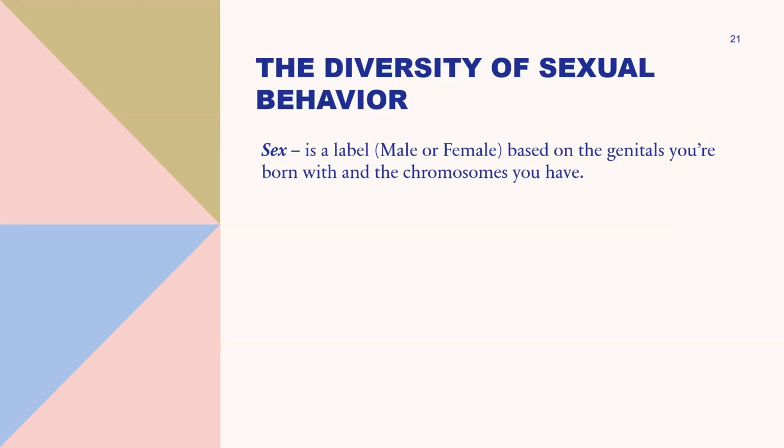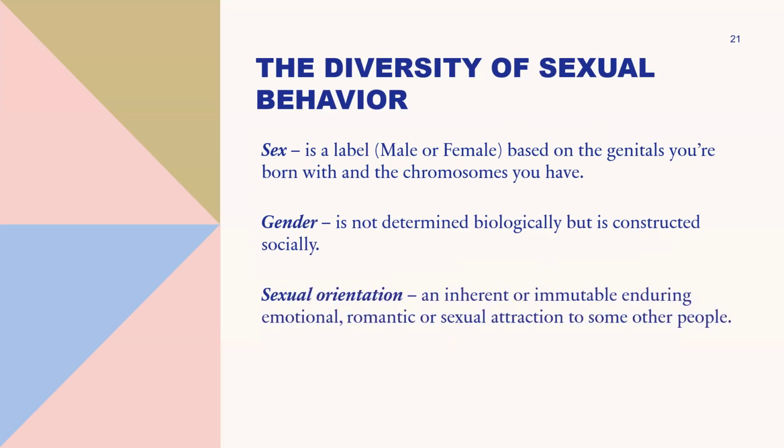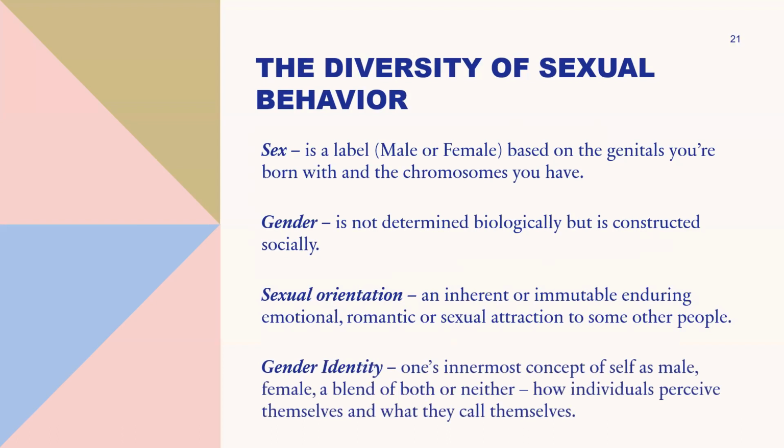So let's have the definition of terms on this SOGIE. Sex is a label, whether a male or a female, based on the genitals you're born with and the chromosomes that you have. The gender, on the other hand, is not determined biologically, but is constructed socially. Sexual orientation is an inherent or immutable enduring emotional, romantic, or sexual attraction to some other people. While the gender identity, it's one's innermost concept of self as a male, female, a blend of both or neither, how individuals perceive themselves, and what they call themselves.